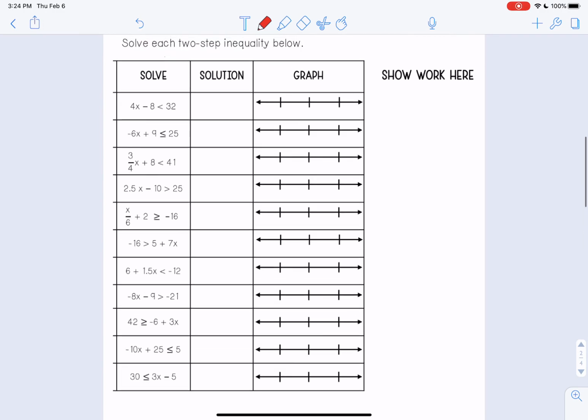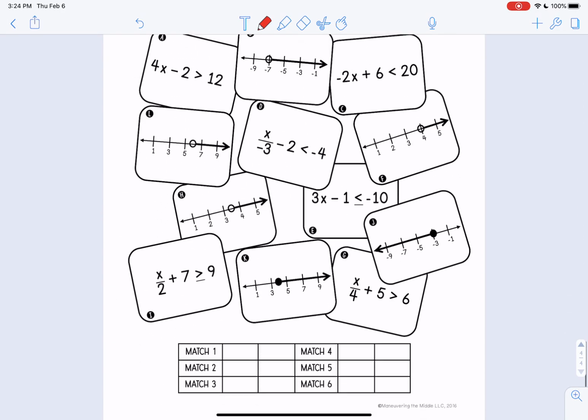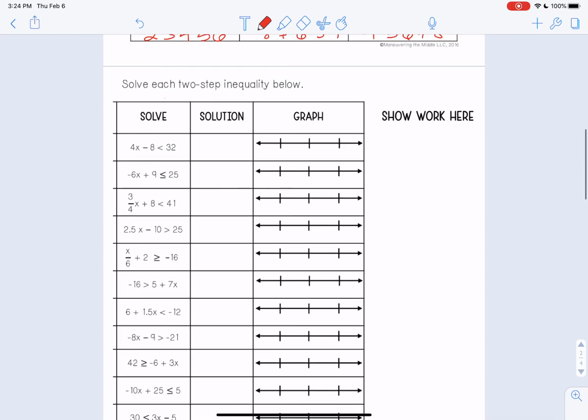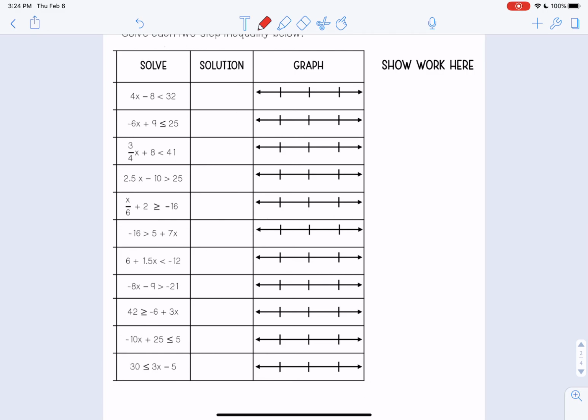The next page is just more practice. So go ahead and solve this page, pause the video, work out the problems, graph them, and then when you're ready to see if you got them correct, go ahead and resume the video and check your answers. Pause the video now.